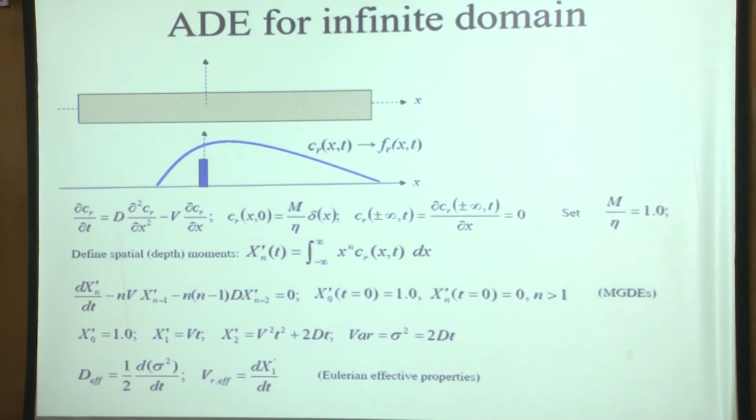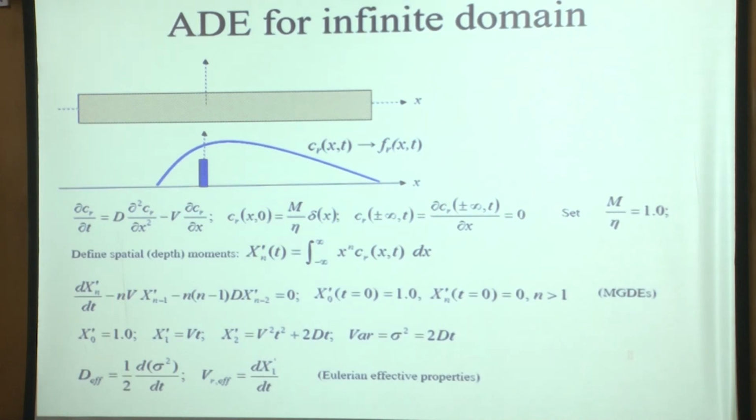So that's my problem. And then again, I'll set m over eta, I'll call that 1 because I don't want to carry that everywhere. That will become my normalization constant to make this look like a PDF, just as we had m over q when we were measuring flux concentrations.